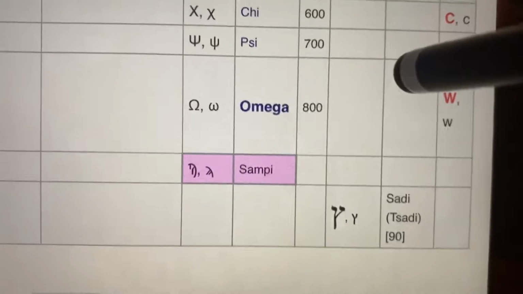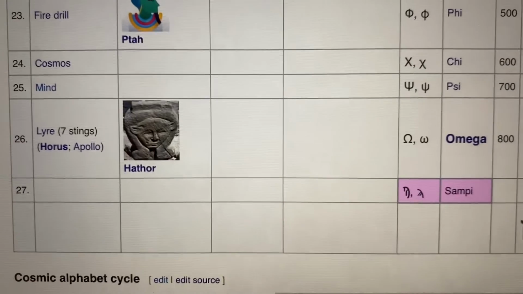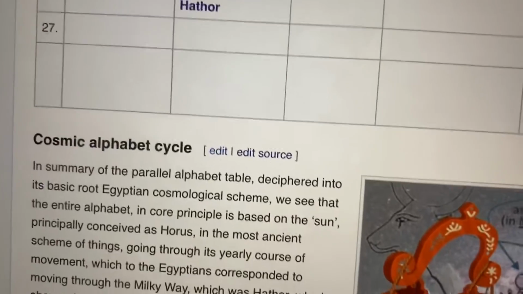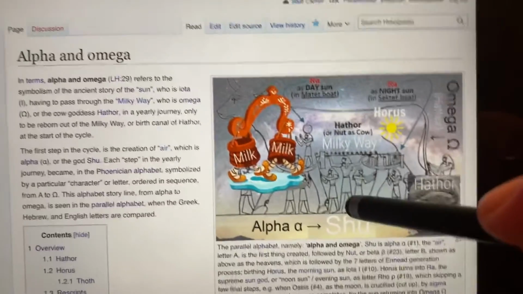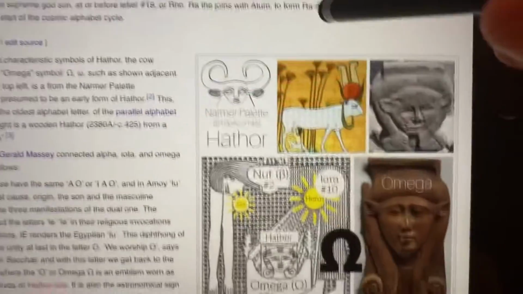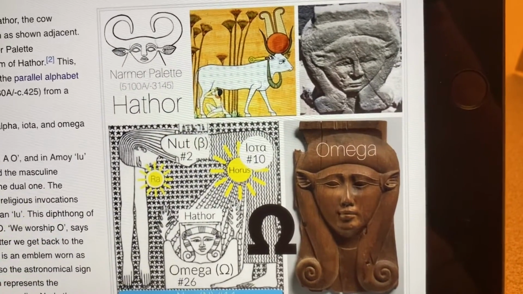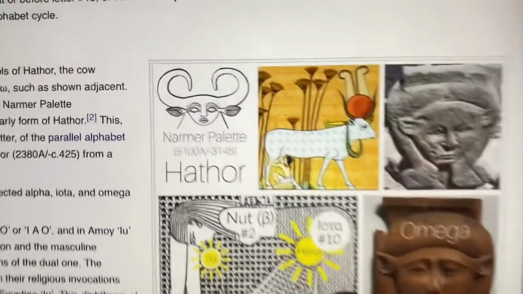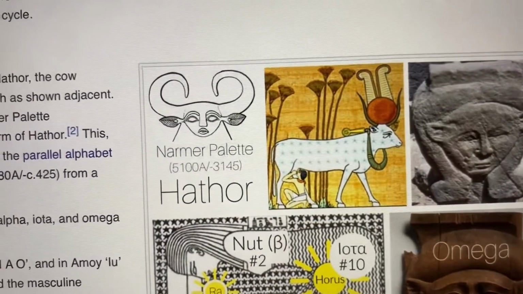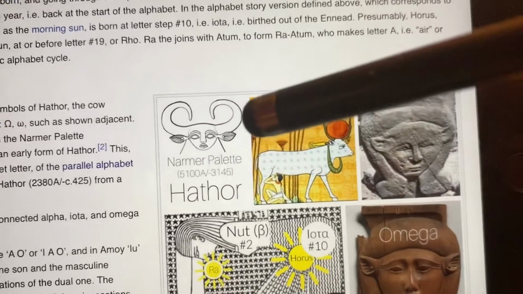Lastly, we have the last letter, alpha to omega. So omega is at the end of the thing, or this cycle of letters. So we see Hathor the cow with her omega symbol. And this is the oldest letter known. This is on the Narmer palette. We see Hathor the cow with the cow-shaped ears and the early shape of the omega symbol.